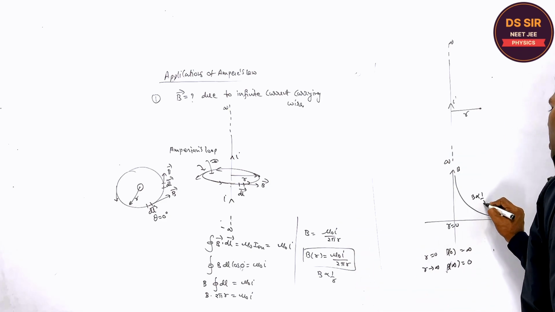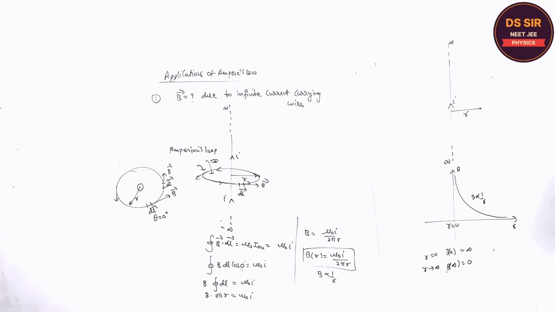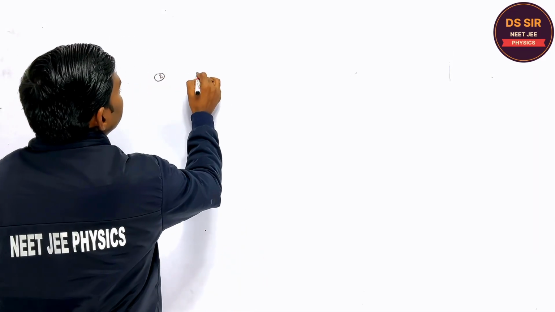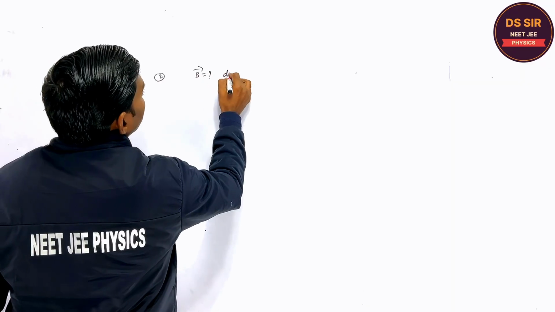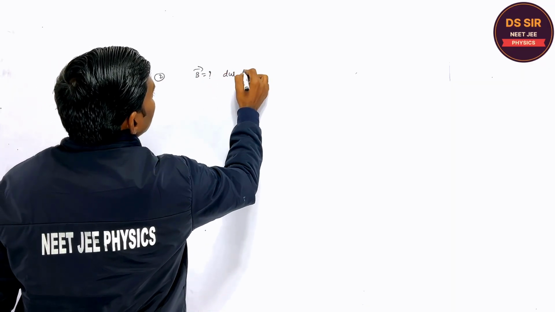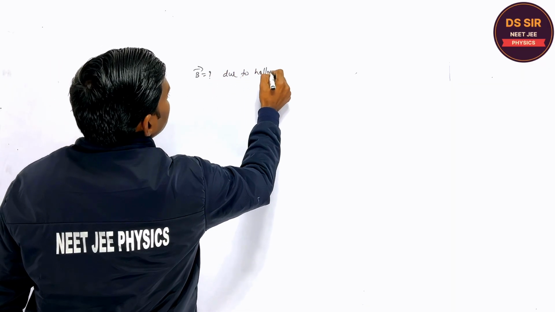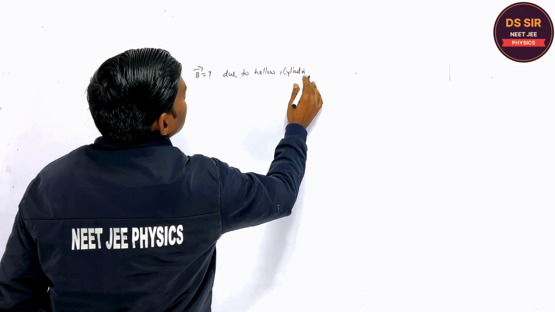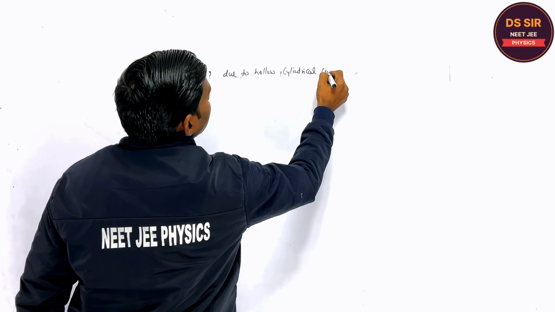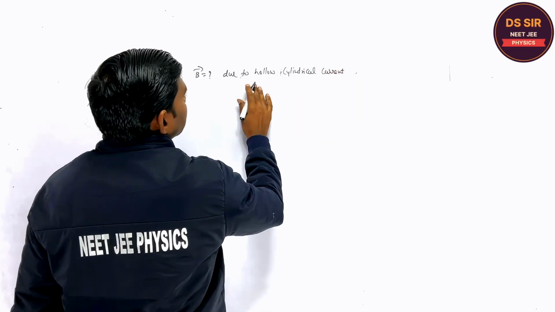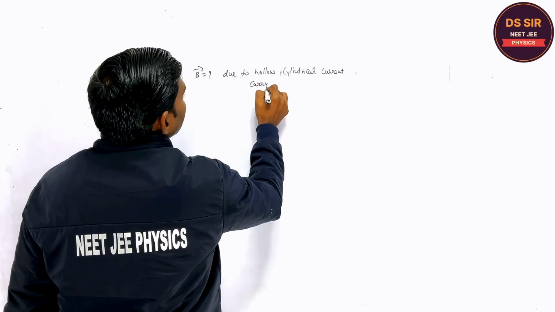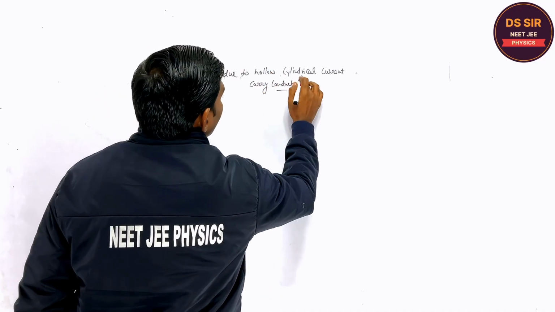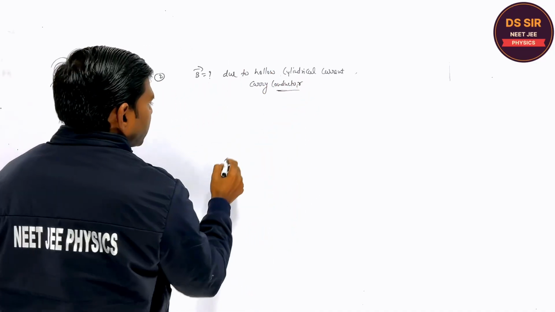So B varies hyperbolically here, right? Copy this. So the next application is B due to a hollow cylindrical current carrying conductor, all right, hollow cylindrical current carrying conductor.